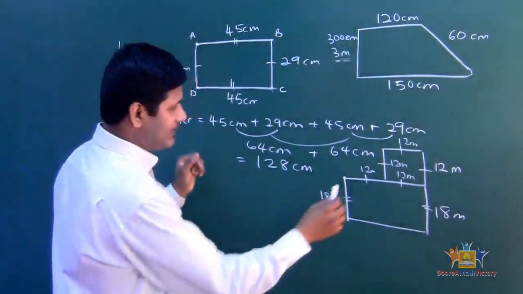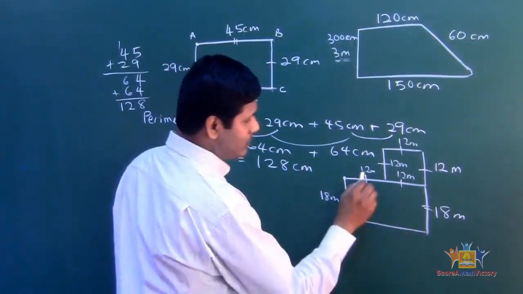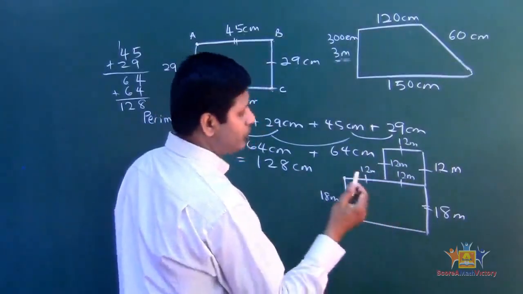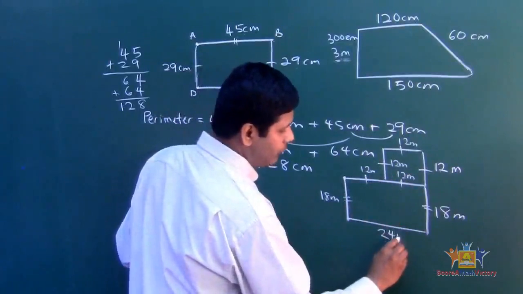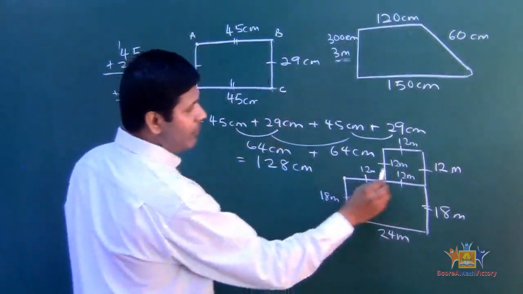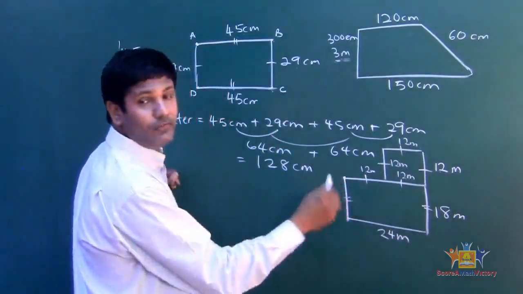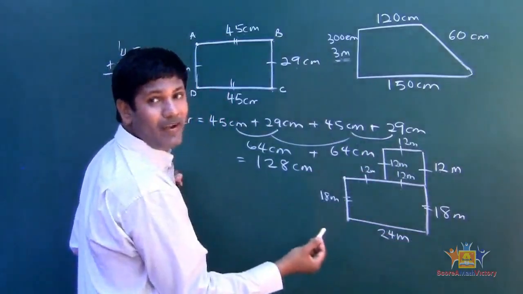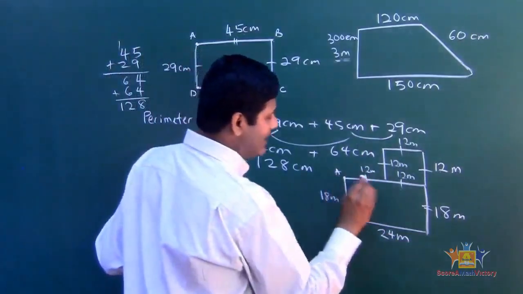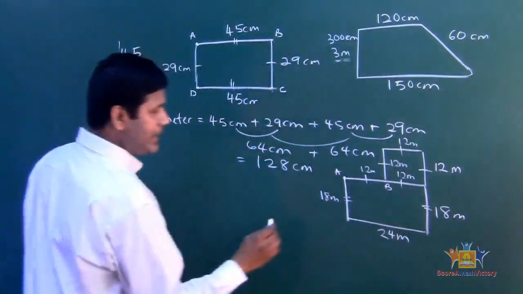So in this case, I know the length from here to here is going to be 12 plus 12, which is 24. So it's going to be 24 meters. Now I have all the lengths I need to find the perimeter of this figure. Am I right? So let's start with this one, A to B. So A to B is going to be what?